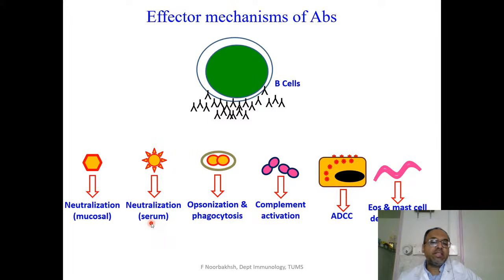Then we have neutralization in serum. So some antibodies are present in serum and they can bind to their target, neutralizing it. Some antibodies facilitate phagocytosis. It's called opsonization. Some antibodies activate complement, which are protein molecules in plasma, which can perform protective functions. Some antibodies are basically activating what is called antibody-dependent cytotoxicity, and some antibodies are eosinophil and mast cell activators. They cause eosinophil and mast cell degranulation.